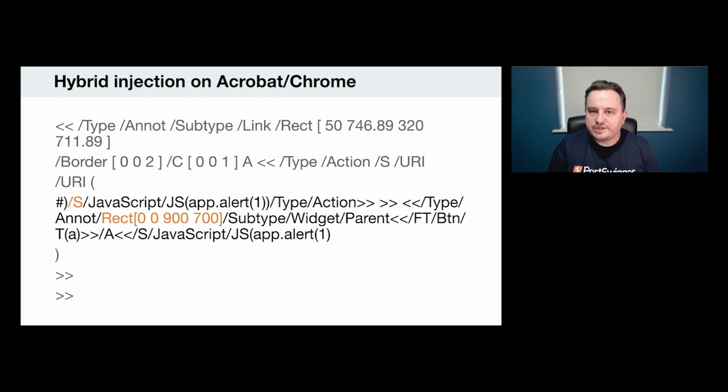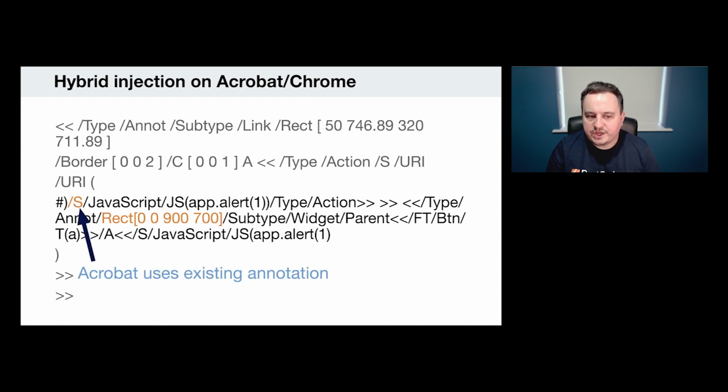And this is a hybrid injection on Chrome. So this will work on Acrobat and on Chrome. So first we reuse the existing annotation on Acrobat because Acrobat supports this. It allows us to inject JavaScript, and we break out of the annotation array, create a new annotation and an area on Chrome. So on one part of the document you can click for Acrobat, and on another part of the document you can click for Chrome.